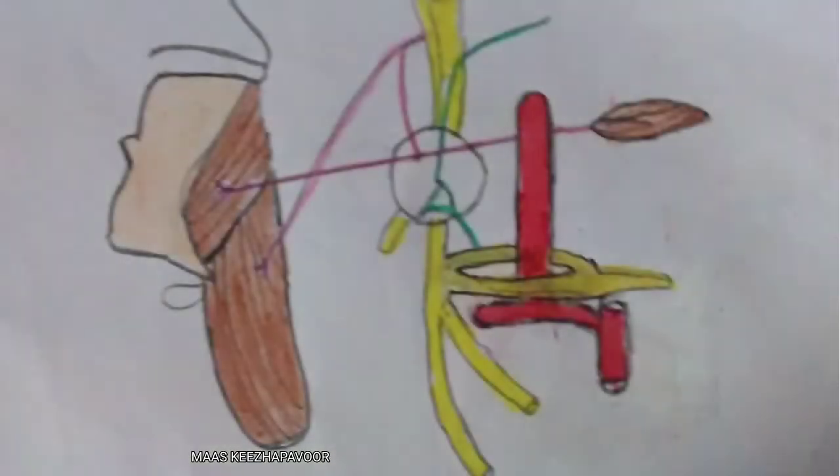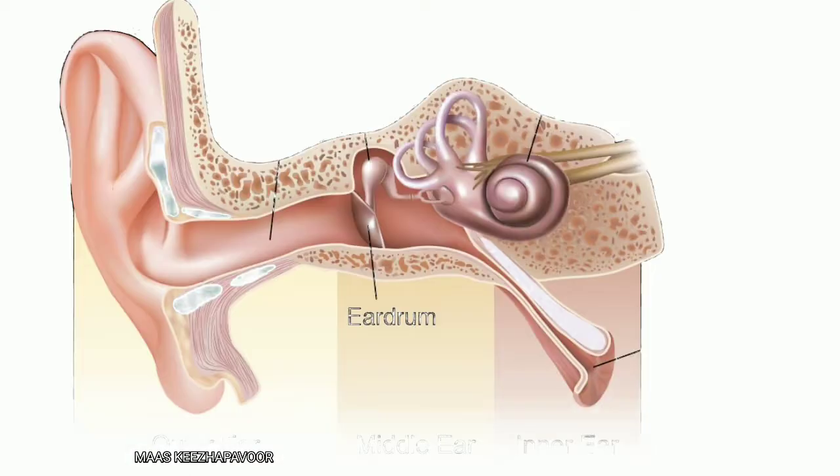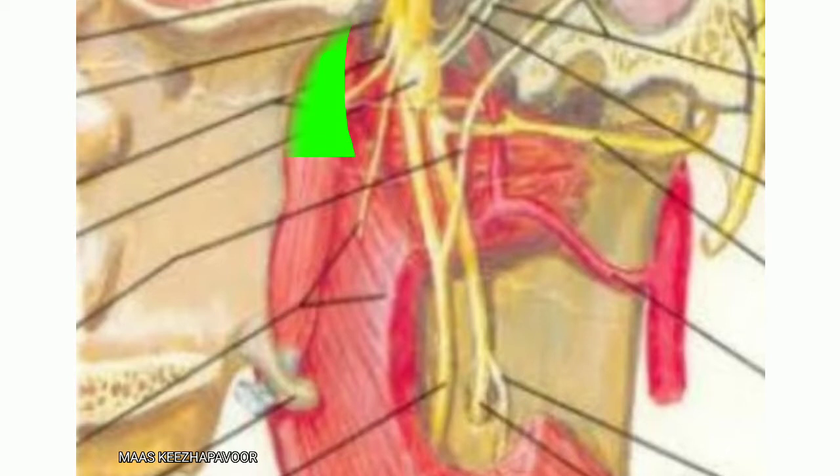What are the relations of the ganglion? The relations are anteriorly nerve to medial pterygoid muscle, posteriorly the middle meningeal artery, laterally mandibular nerve, and medially cartilaginous part of auditory tube and tensor veli palatini.